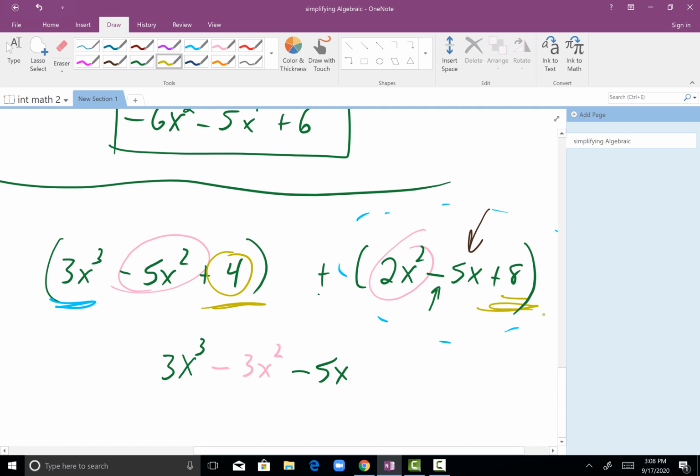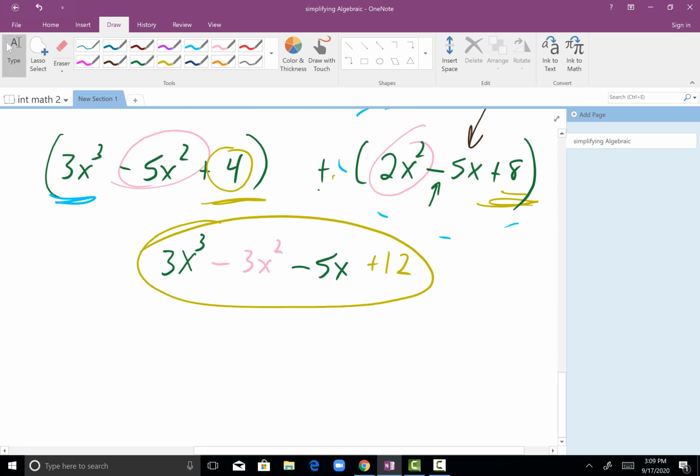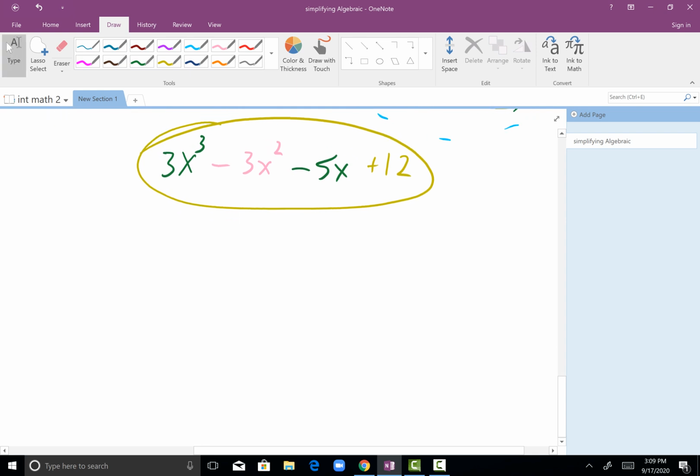4 and 8. So plus, I'm just going to add that. I get a 12, and there's my answer. All right. Looks like that. I can't combine any other terms because x squared and x cubed and x are all different. They're not the same. Okay? Tangerines, lemons, apples, whatever you want to think of it, they're not the same.